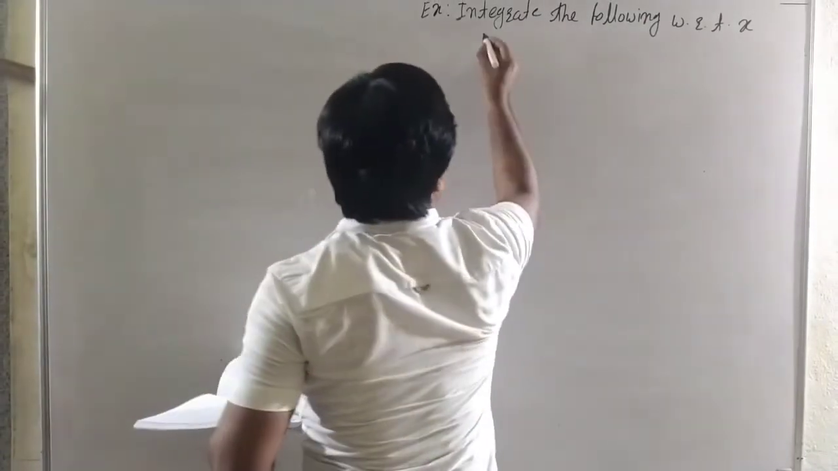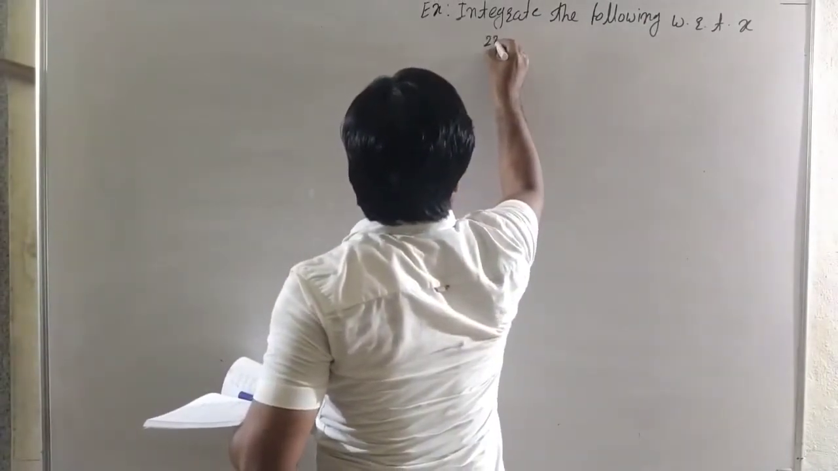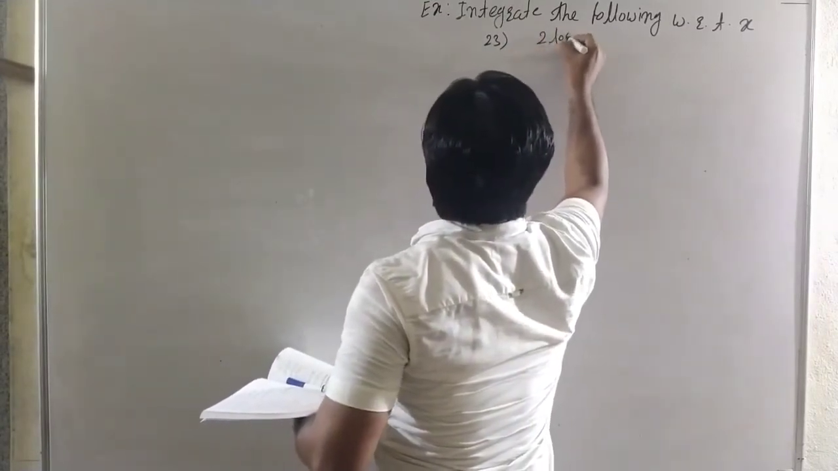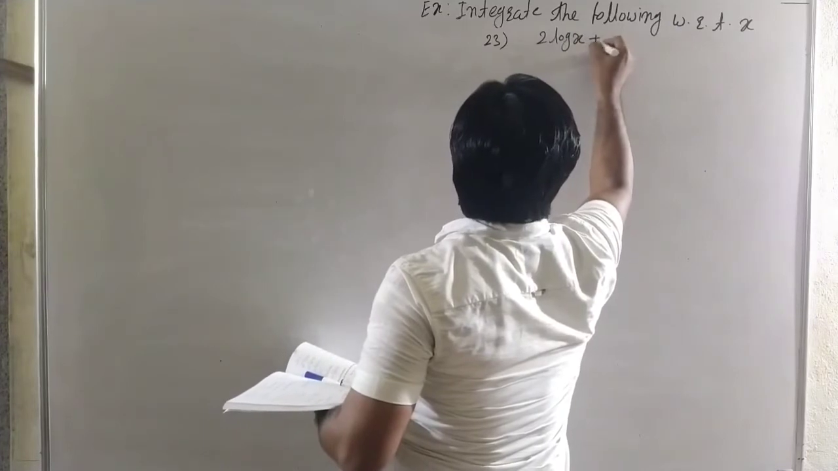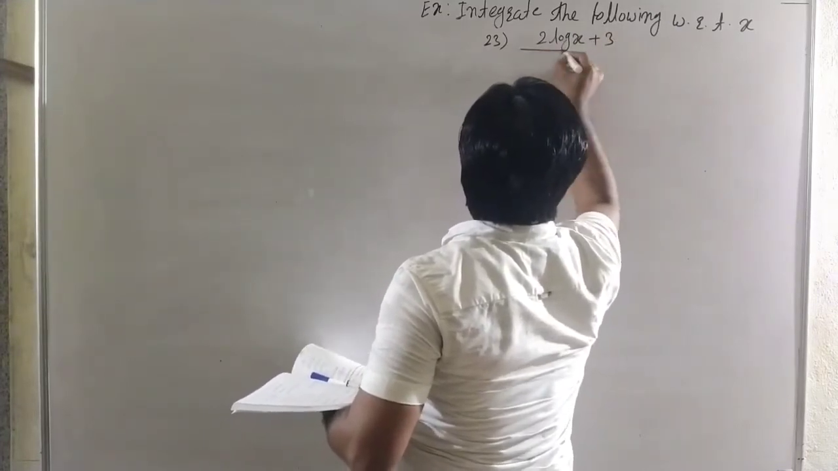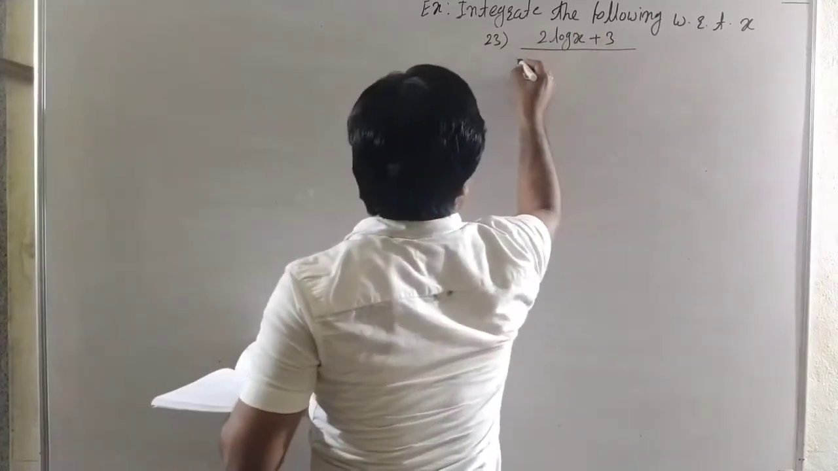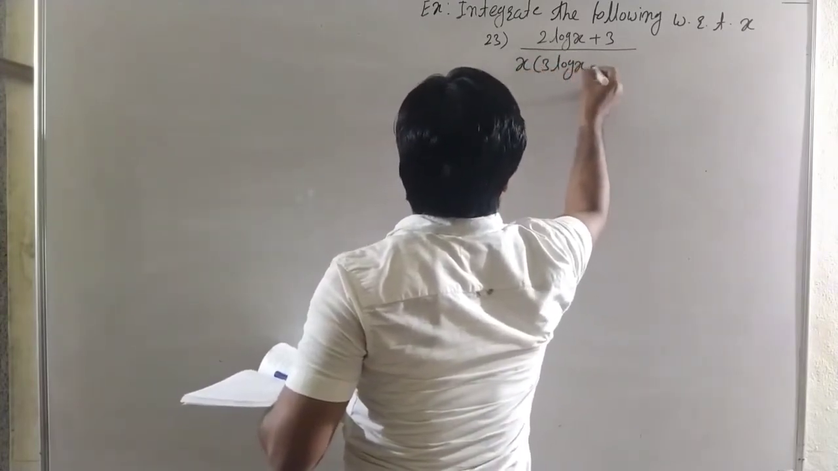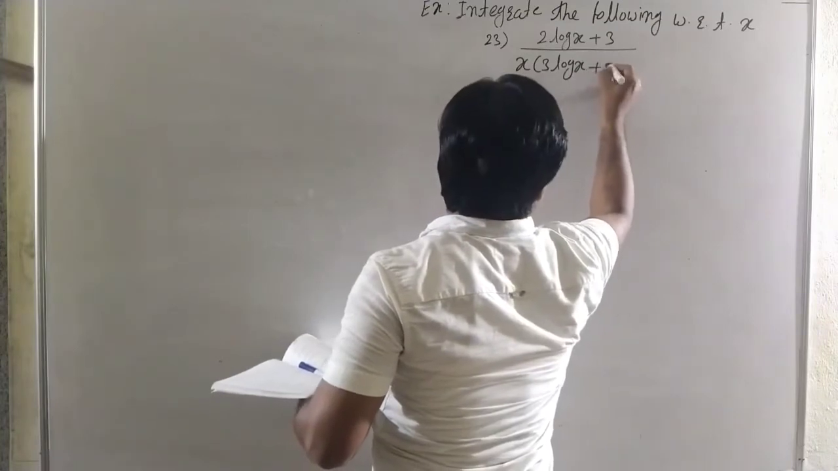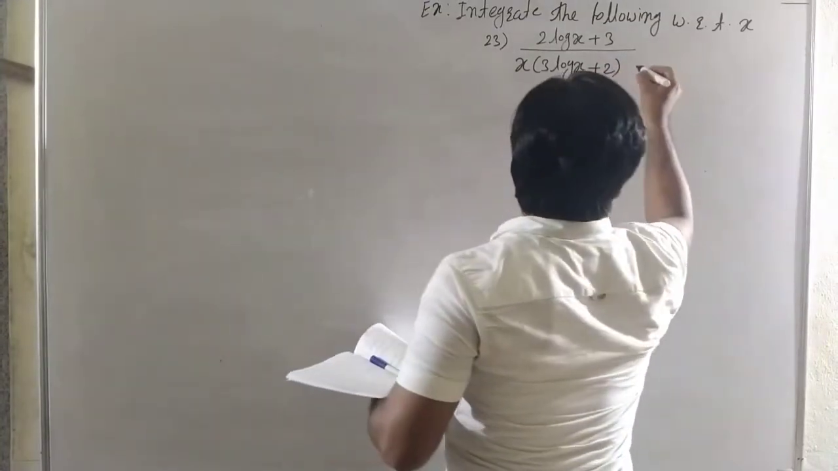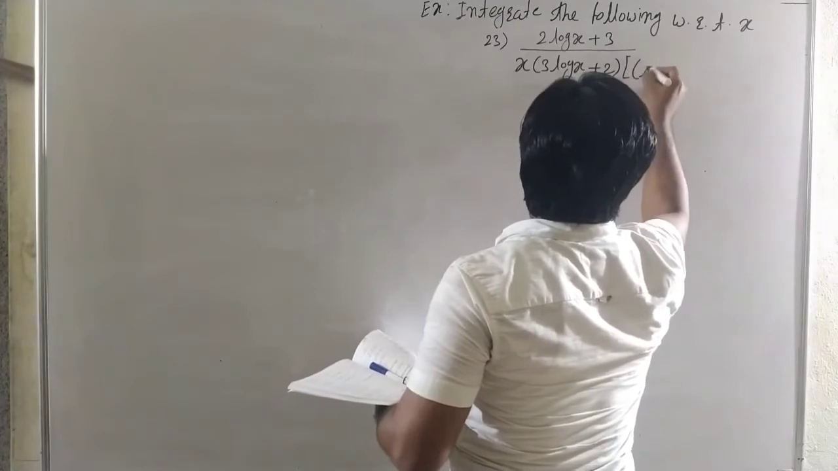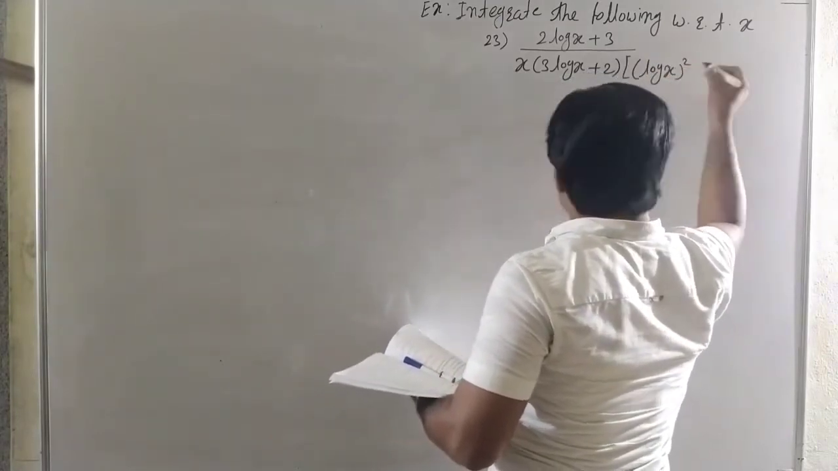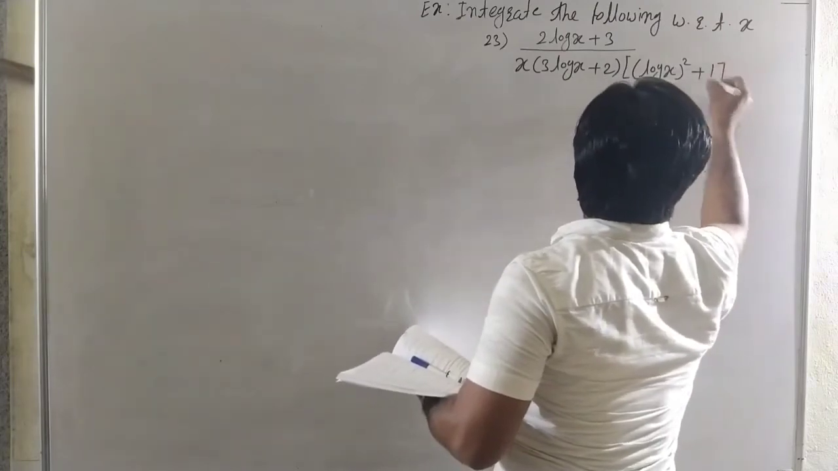Example number 23. Integral of 2 log x plus 3 upon x into 3 log x plus 2 into log x whole square plus 1.